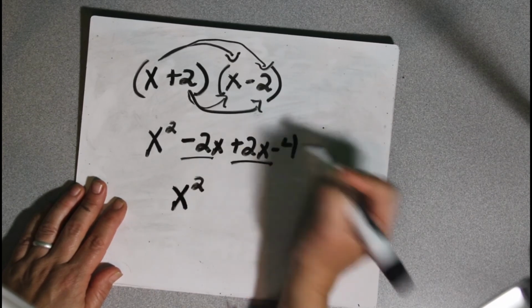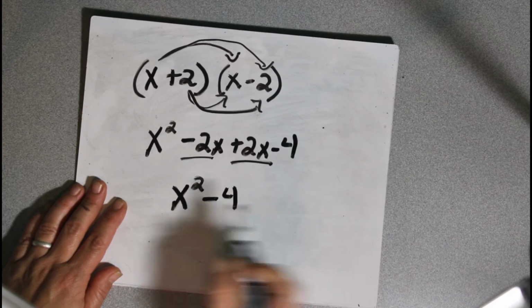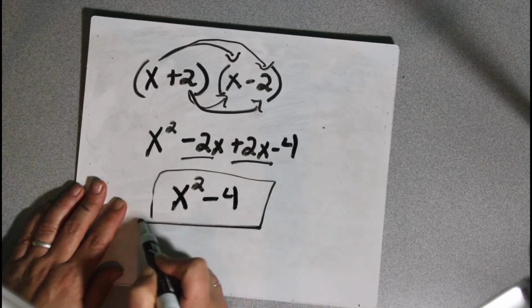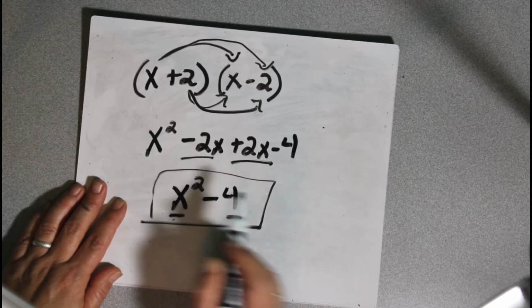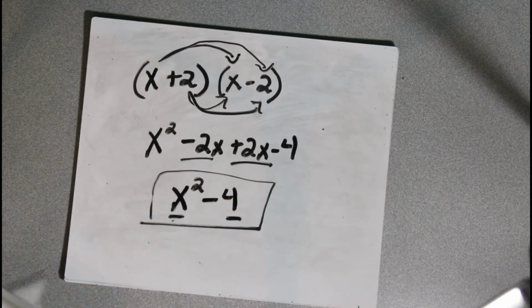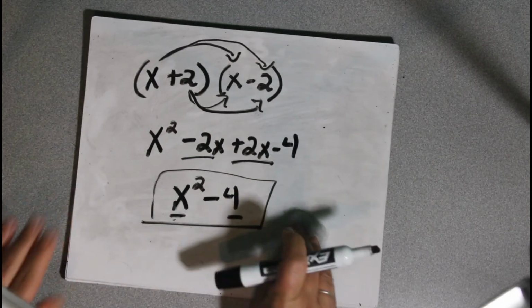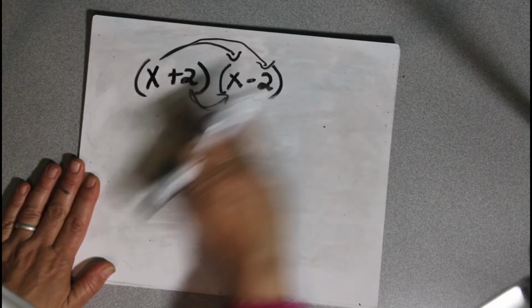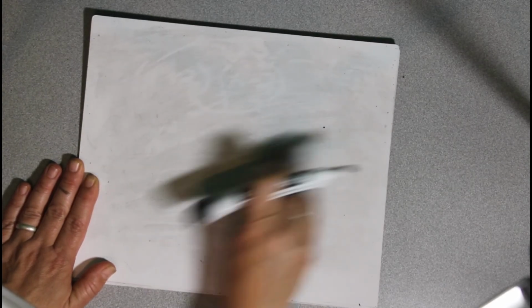Whoops, this will be minus 4. Minus 4. And this is a square number, that's a square number, we don't have anything in between. That is what's called the difference of two squares. So now I'll do another one just to show you.